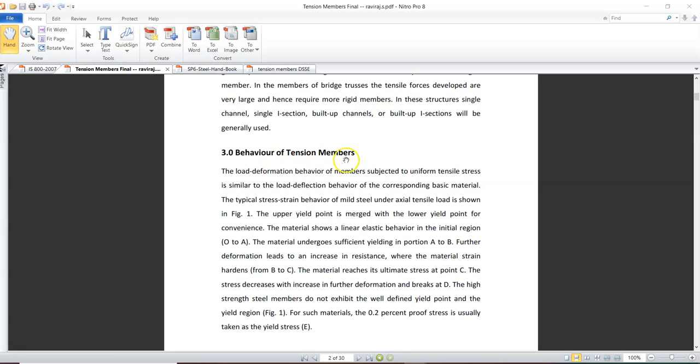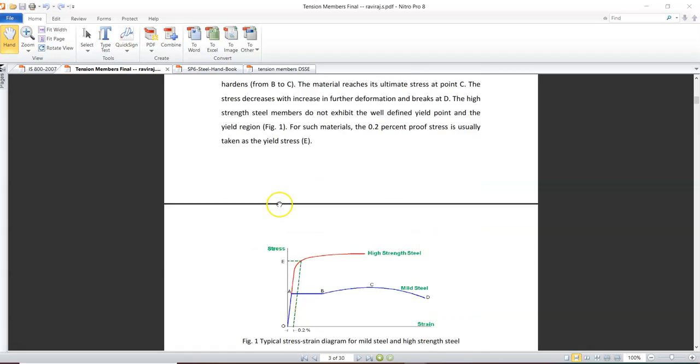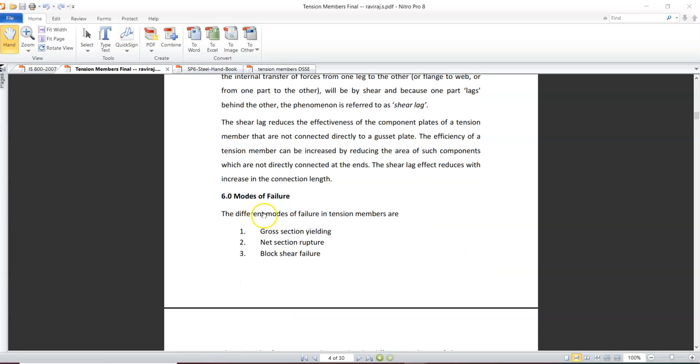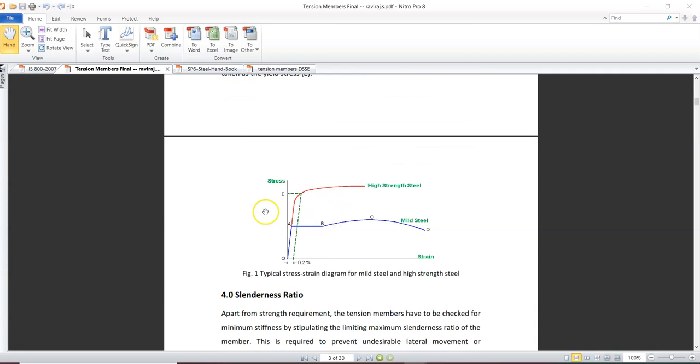Coming to the behavior of tension members, or also you can call it the failure of tension members. How does the tension member behave once the tension load is acting? And scroll down. Behavior, everyone is aware of this graph, that is the stress strain graph for mild steel and high strength steel. The failure of a tension member is mainly studied when it reaches yield strength or when it reaches ultimate strength.